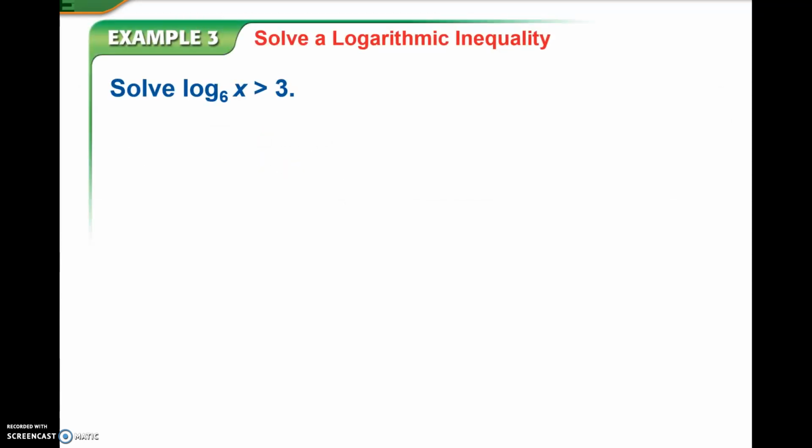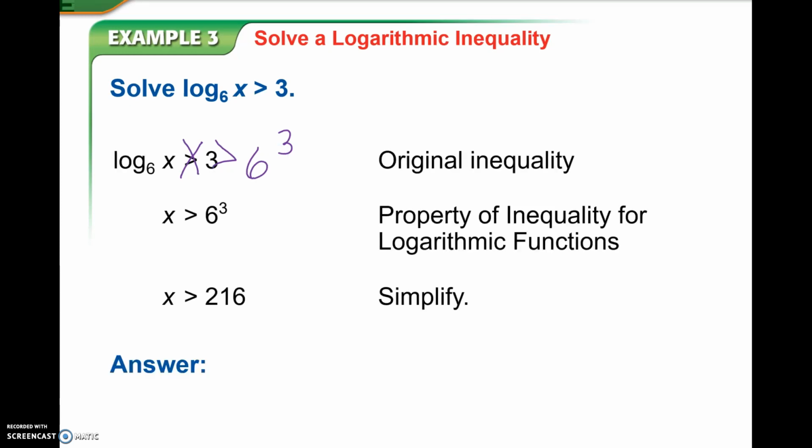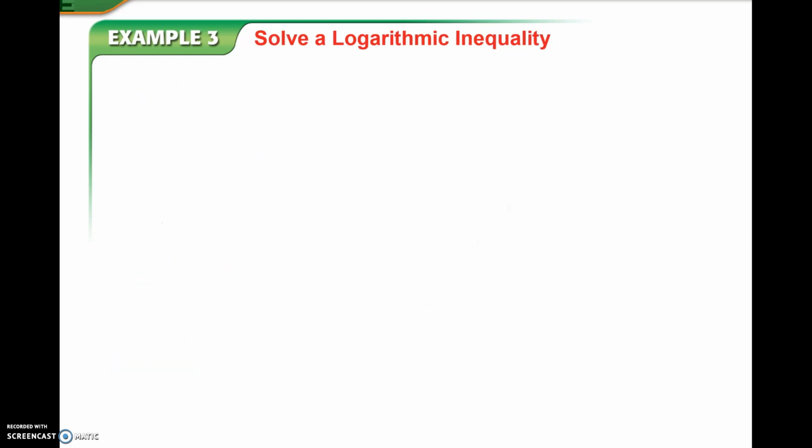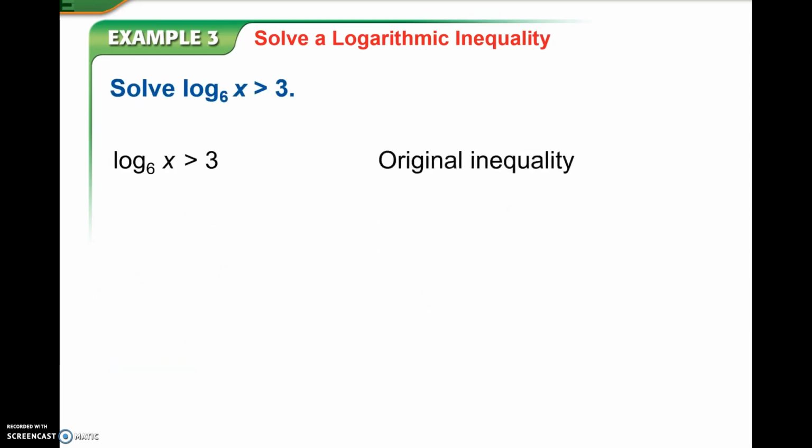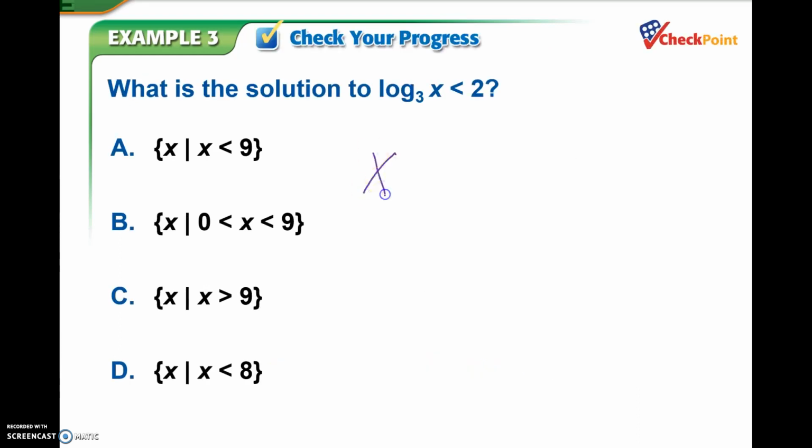So I could rewrite this as x is greater than 6 cubed, and then figure out what 6 cubed is. So x is greater than 216. And then less than: x is less than 3 to that power. So x is less than 9. And it also has to be greater than 0 because this can't be negative. So that's why it's this one.